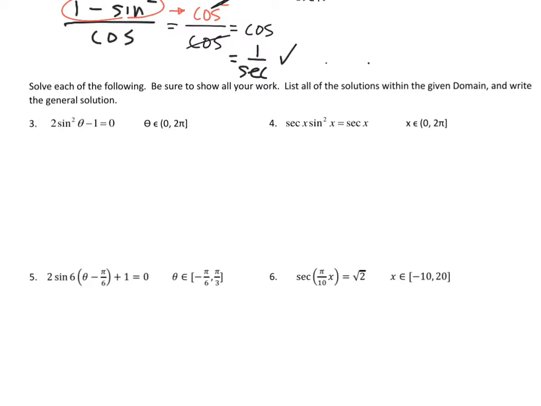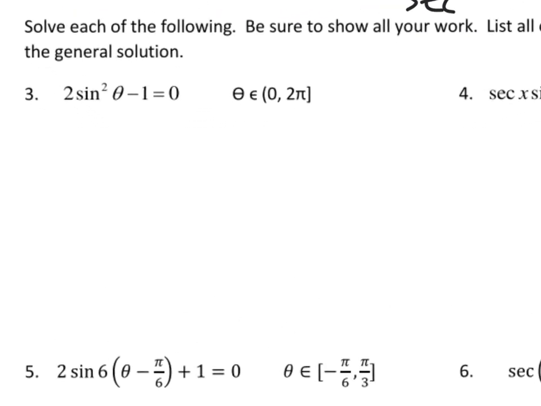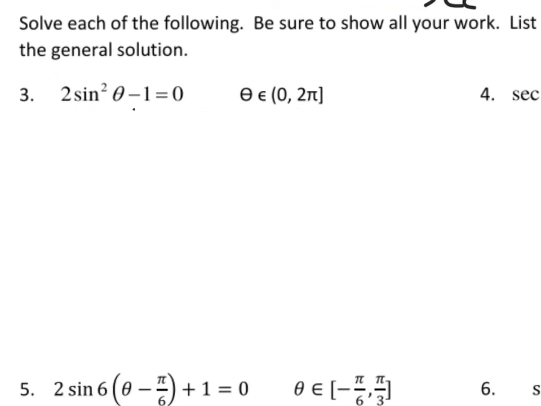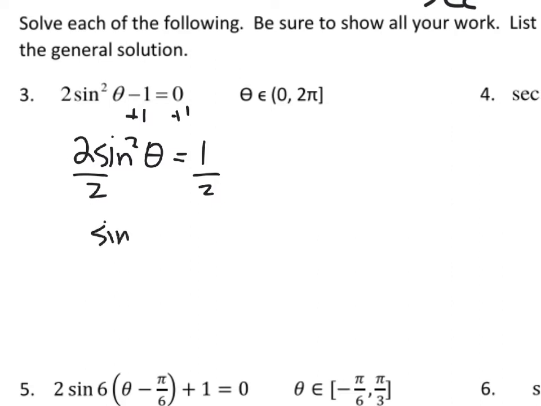Okay, the bottom section wants us to solve these things. So we want to get our theta by itself, and we'll do it a couple different ways. The easy math comes first. So we'll, of course, add 1 to both sides, giving me 2 sine squared equals positive 1. And then divide by 2 on both sides, giving me sine squared equals 1/2.